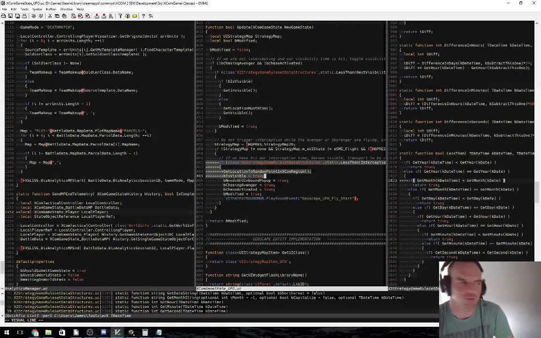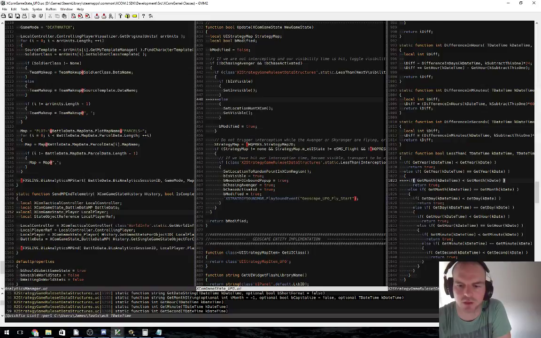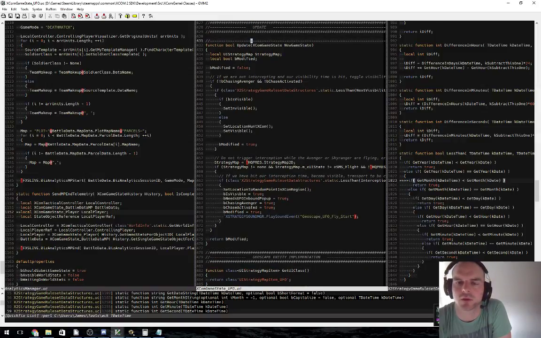Such logic, such wow. Okay, so in the update function, we will chuck an update game state, determine whether we're modified, and carry on. Yeah, so I guess we just run it ourselves by the looks of it.